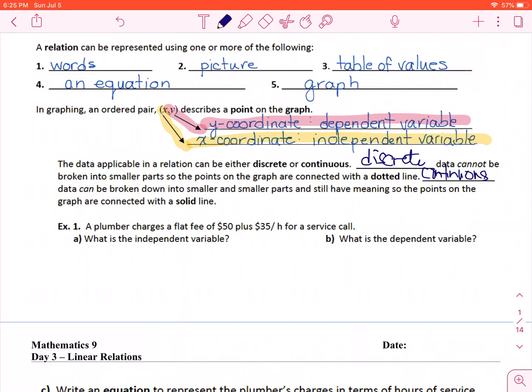Okay, if you do not have graph paper at home, remember you can always use Desmos. Okay, so I'll just write this out here. Desmos is a website, desmos.com.